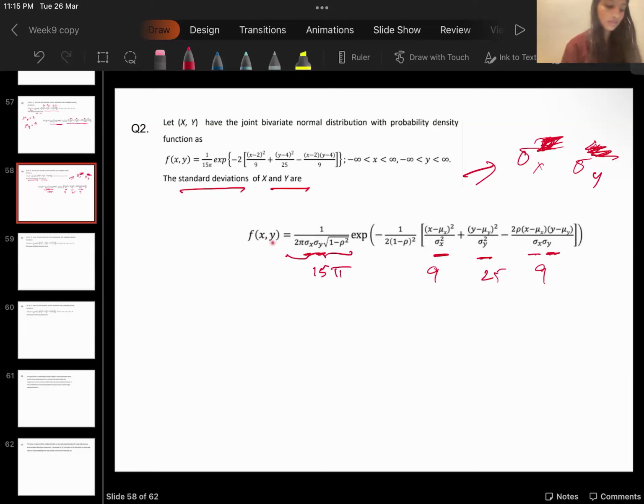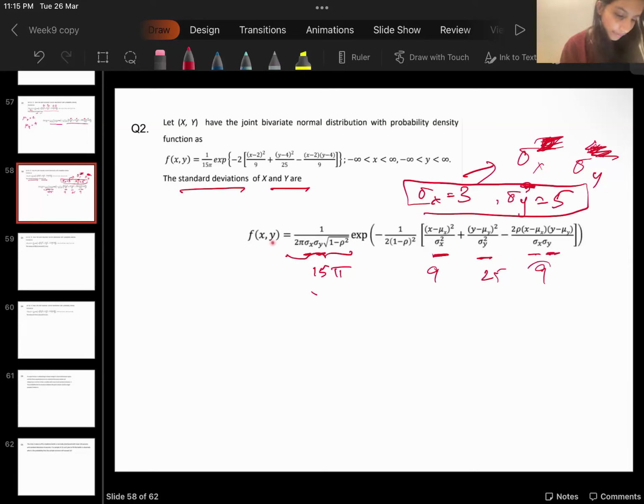So now the simple thing to do is just look at these. Sigma square x is 9, so sigma x would be 3. And sigma y, 5 square is 25, so sigma y would be 5. You can also apply these values here to cross check if you are getting the same values. So for example, let's consider this term. Oh, but you need to know rho before that.